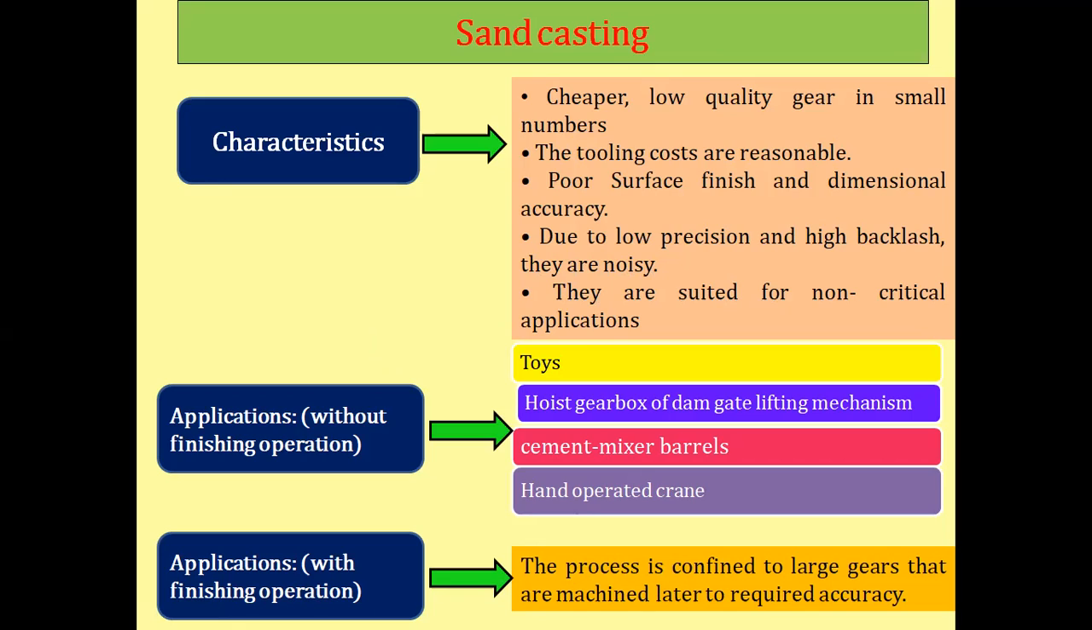That's why it is written here: without finishing operation. So in toys, the hoist gearbox of a dam gate lifting mechanism, cement mixer barrel, hand operated cranes, the gears used are manufactured by the sand casting process. And for the application with a finishing operation, the process is confined to large gears that are machined later to the required accuracy. Okay, so after the casting process, which is a primary process, again you will remove the extra material which is the part of that mold. You have to cut and remove it from the actual component.